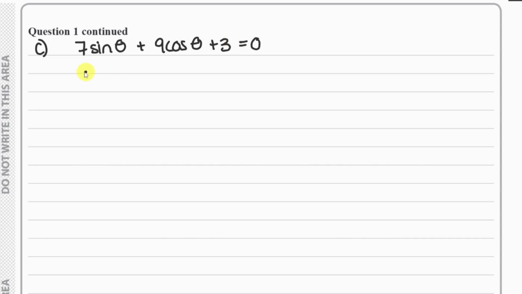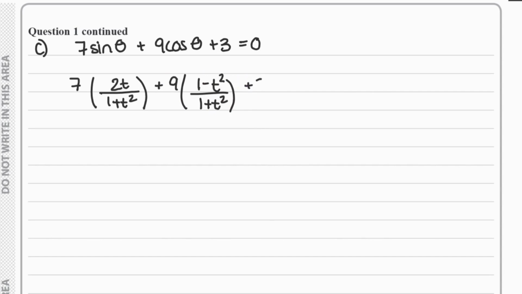So for C, starting off with 7 sine theta plus 9 cos theta plus 3 is equal to 0, I can replace the sine with 2t over 1 plus t squared. The cos we can replace with 1 minus t squared over 1 plus t squared. 3 is just going to stay as a 3 for now, is equal to 0. In this next step, I'm going to do 2 things. I'm going to multiply out each of these brackets, but I'm also going to multiply the whole expression through by 1 plus t squared. That's going to give it all on one line.